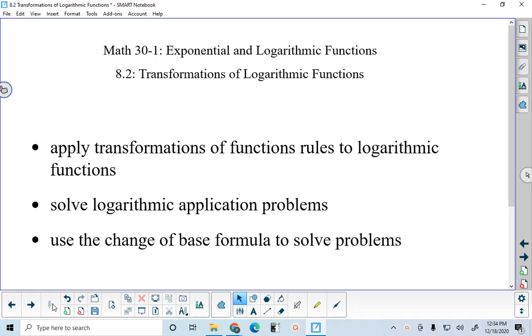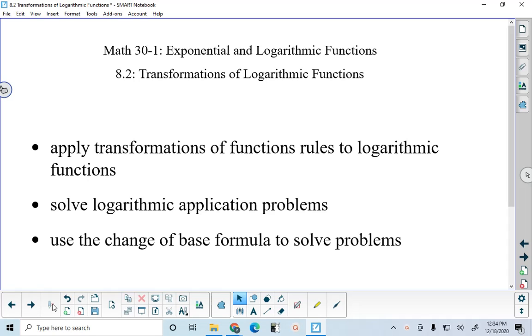And much like, I think it was lesson 7.2, 7.1 dealt with exponential functions and their graphs, and then 7.2 we looked at transforming them. This is the same kind of idea. In 8.1, what we look at is what the graph of logarithmic functions looks like. We did that yesterday. Wasn't a big deal, but today we're going to make it a big deal by talking about the transformations. So basically what we're going to be doing is transforming functions that are logarithmic.